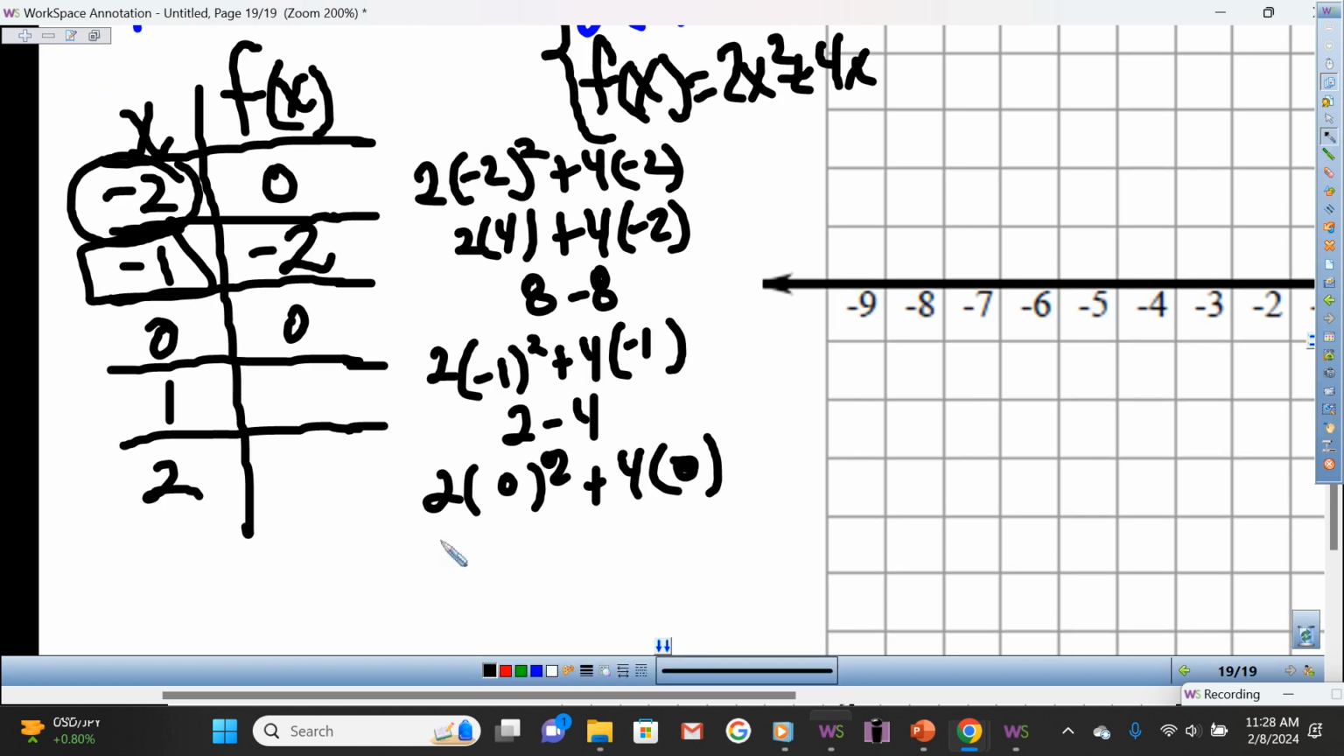Next one, 2 squared, 4. So my next value is 1. So what is 1 squared? 1 times 2, 2. 4 times 1, 4. What is 2 plus 4? 6.